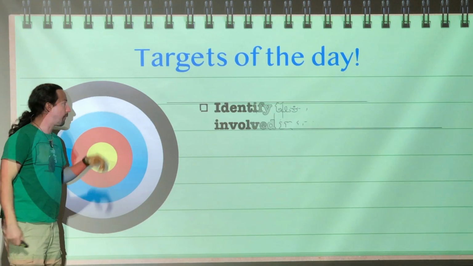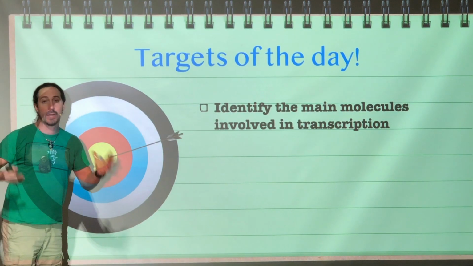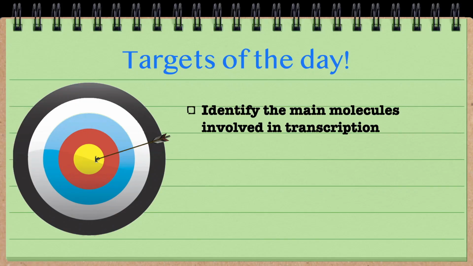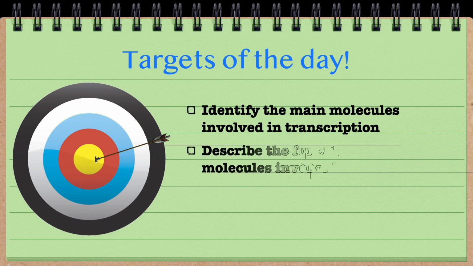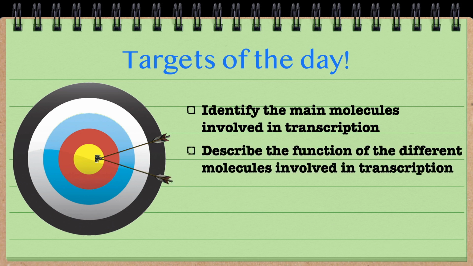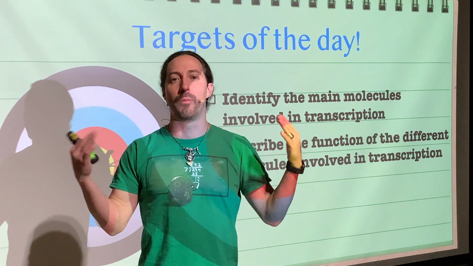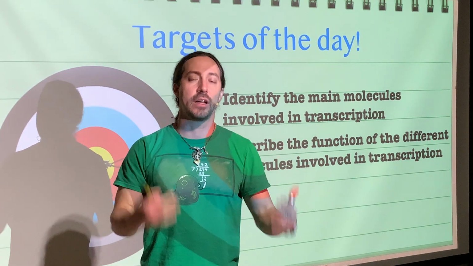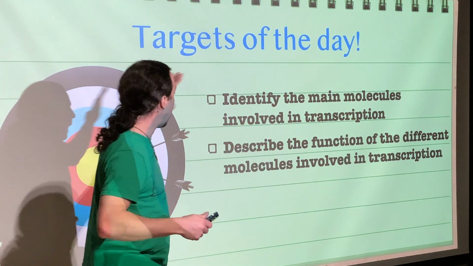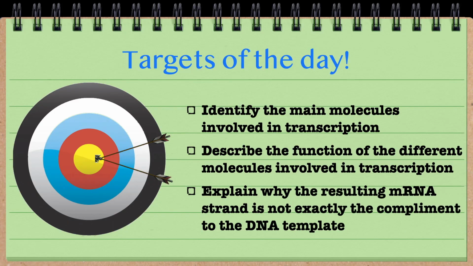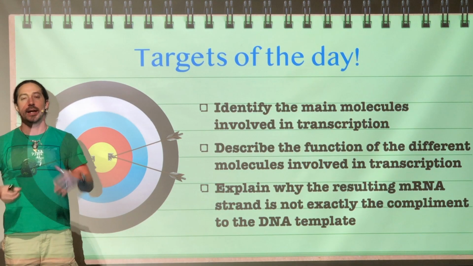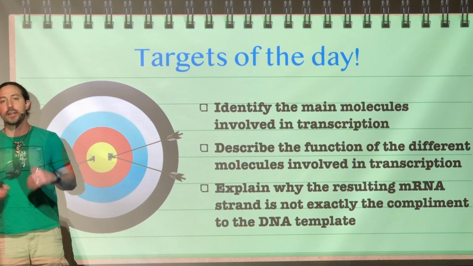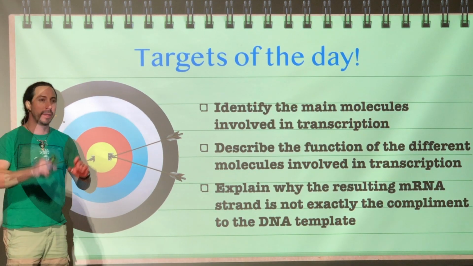Targets of the day. The first target is to identify the main molecules that are involved in transcription. Next is to then describe what the functions of each of those individual molecules will be in the process of transcription. And lastly, we are going to look at explaining why the resulting mRNA strand is not exactly complementary to the template DNA strand. There are going to be some edits that are made to ensure that it's going to be a little bit different.